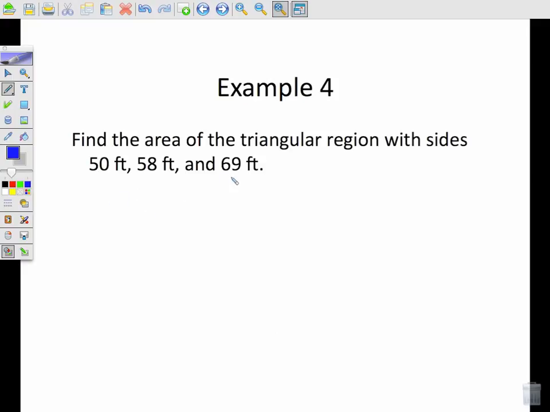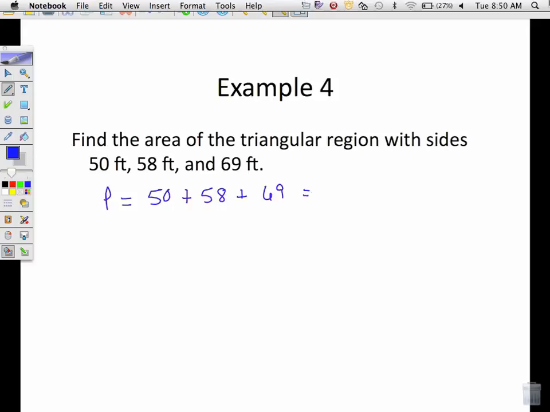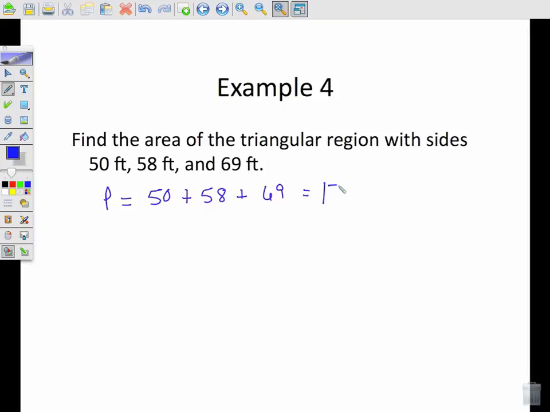Let's look at our last problem here. Find the area of a triangular region with the sides 50, 58, and 69. We don't even need to really do a diagram. What we need is let's find the perimeter first. Perimeter would be 50 plus 58 plus 69, which is going to give us 177. So S, which is 1/2 of the perimeter, would be 88.5. We're going to use this now as our semi-perimeter.